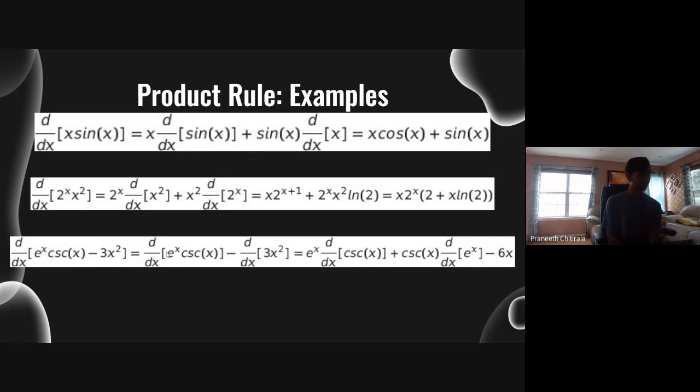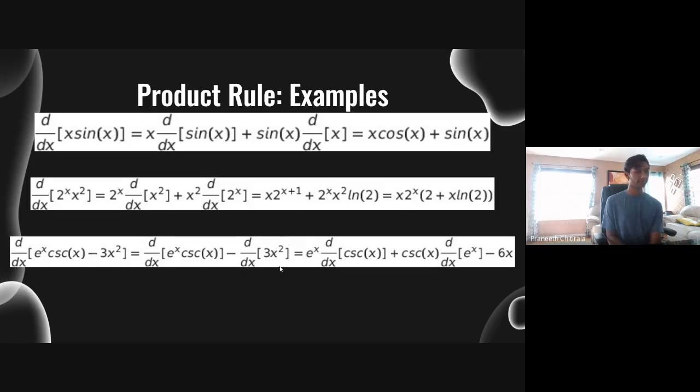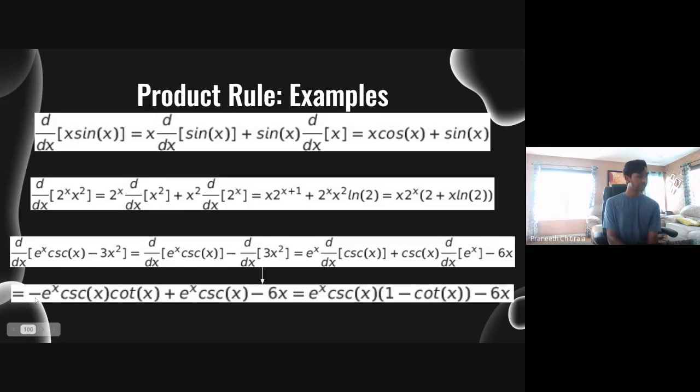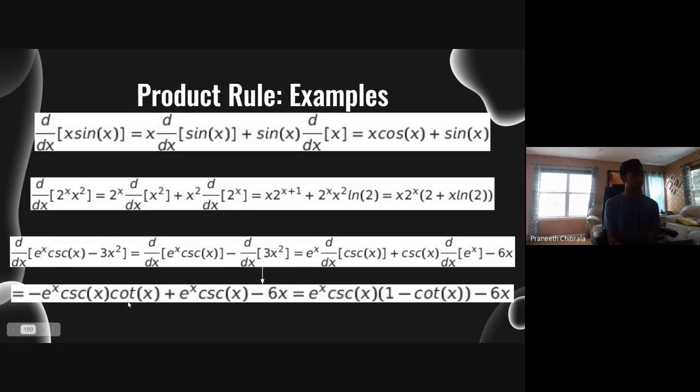You get the derivative of e to the x times cosecant of x minus the derivative of 3x squared. So we can see that the derivative of 3x squared is 6x. But you can use the product rule to find this derivative here. And that'll just get you e to the x times the derivative of cosecant of x plus cosecant of x times the derivative of e to the x. And then this will just get you negative e to the x cosecant of x times cotangent of x plus e to the x cosecant of x minus 6x.